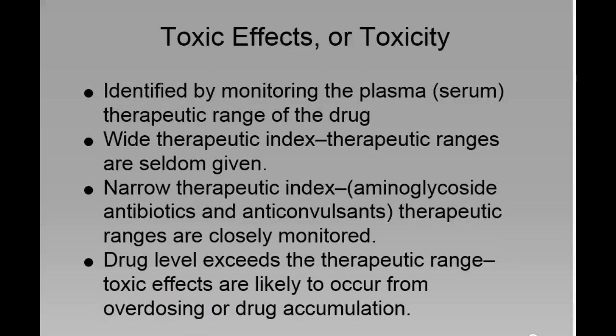Toxic effects or toxicity of a drug can be identified by monitoring the plasma therapeutic range of the drug. However, for drugs that have a wide therapeutic index, the therapeutic ranges are seldom given. For drugs with a narrow therapeutic index, such as aminoglycoside antibiotics and anticonvulsants, the therapeutic ranges are closely monitored. When the drug level exceeds the therapeutic range, toxic effects are likely to occur from overdosing or drug accumulation.